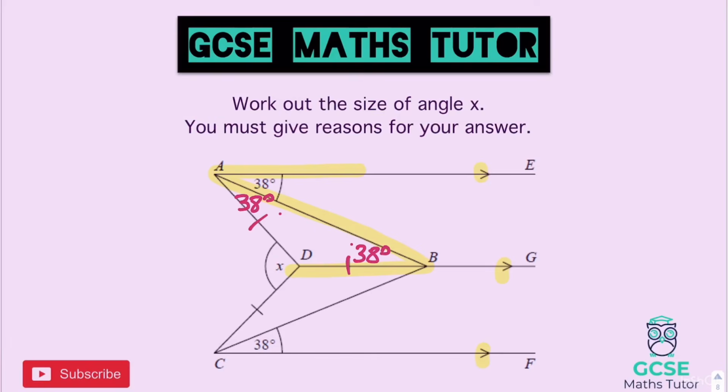So to get this angle here, okay, all we need to do is take those two away from 180. So 38 plus 38 is 76, and 180 take away 76 is 104. So that one there is 104 degrees.